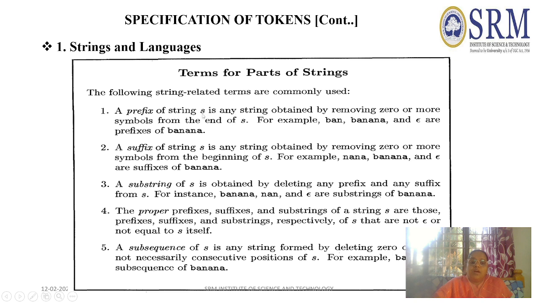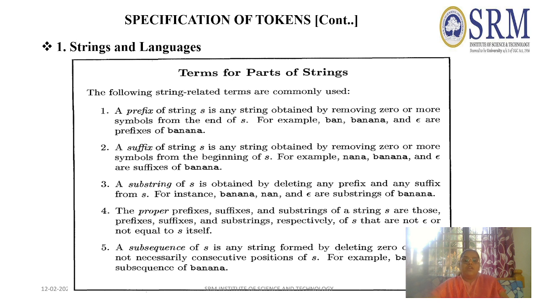So the prefix of a string S is any string obtained by removing 0 or more symbols from the end of the string. So from the end of the string, either you may remove or you may not remove. Even if you do not remove, banana is the entire answer, that is the prefix answer. Even if you remove any number of characters, A can be removed, NA can be removed, ANA can be removed, then it will be BAN as a prefix of banana. Okay, prefixes of banana.